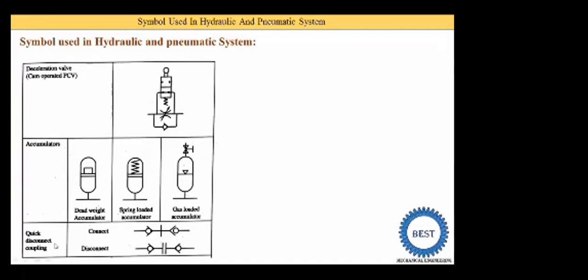Next is the quick disconnect coupling. Coupling is generally used to connect two shafts. The first symbol indicates the coupling is connected, and the second symbol indicates the coupling is disconnected.